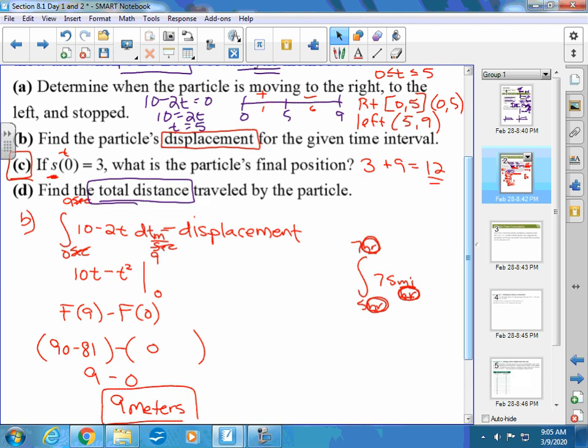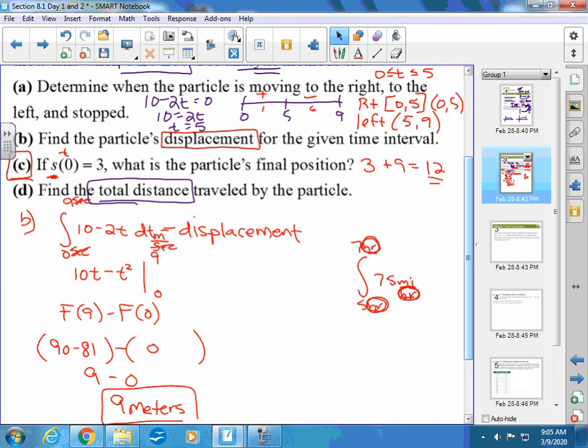If this is my remote, it's starting right here, right above where my notebook is, okay? And it moves to the right, and then it moves to the left, and then it moves to the right, and it moves to the left. Displacement is from where it started to here. But total distance traveled, I would have to take this, plus this, plus this, plus that. I'd have to take all the distances.